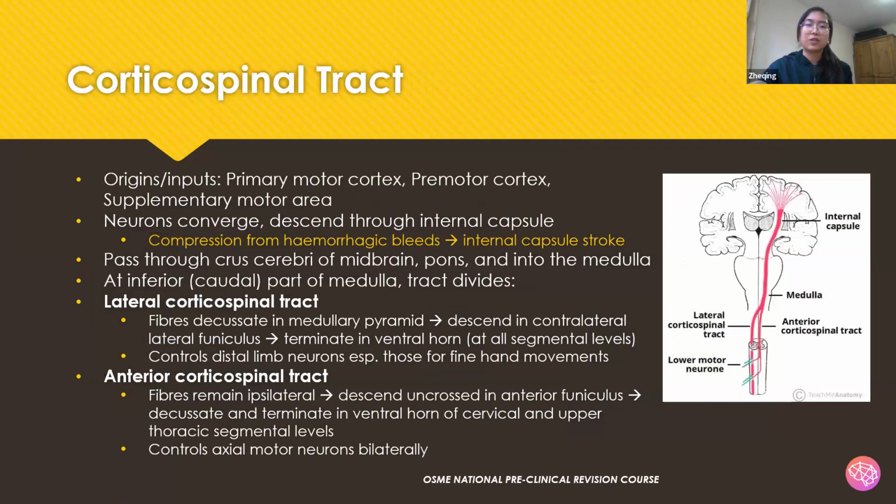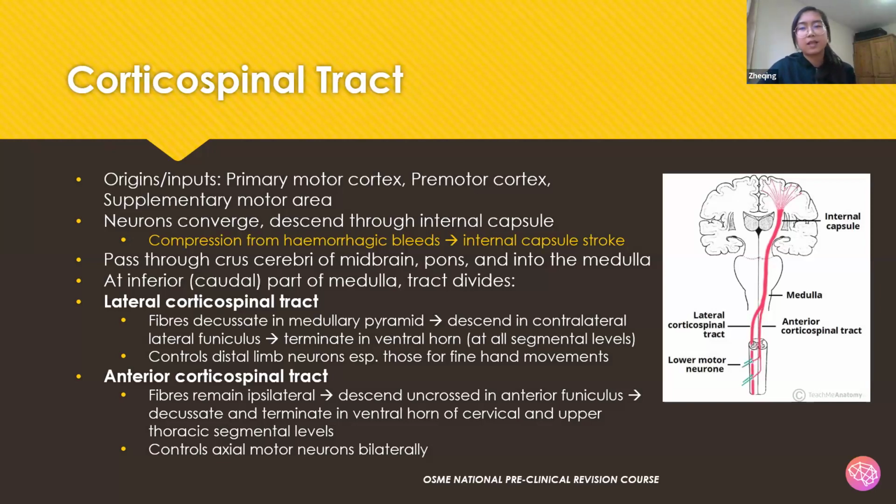And now I'll go through all the different tracts. It's quite a lot of information, but the main things you need to know are, number one, where they originate, number two, where they run through and where they decussate, where they cross, and number three, where they terminate. That also helps you know what the effects of lesions on these tracts would be. The first one is the corticospinal tract, which is the main tract involved in voluntary movement. If you don't remember anything else about the corticospinal tract, just remember that it's involved in voluntary movement.